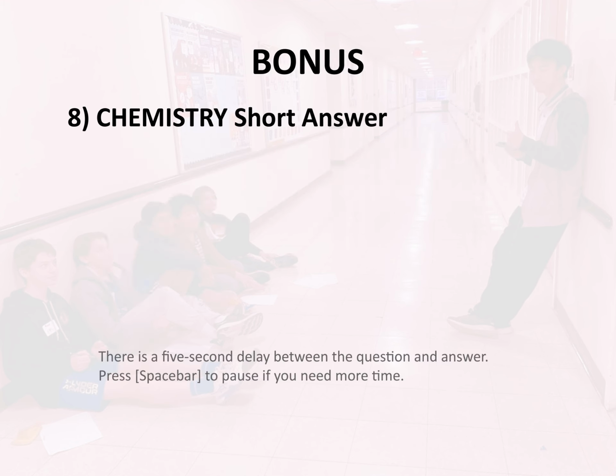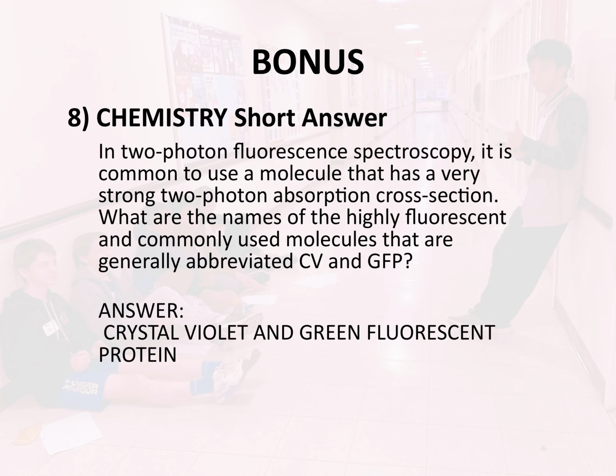Bonus 8. Chemistry. Short answer. In two-photon fluorescence spectroscopy, it is common to use a molecule that has a very strong two-photon absorption cross-section. What are the names of the highly fluorescent and commonly used molecules that are generally abbreviated CV and GFP? Answer. Crystal violet and green fluorescent protein.